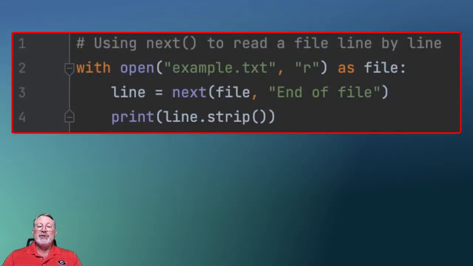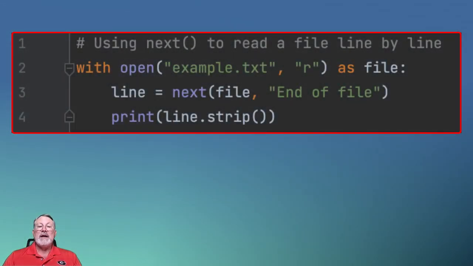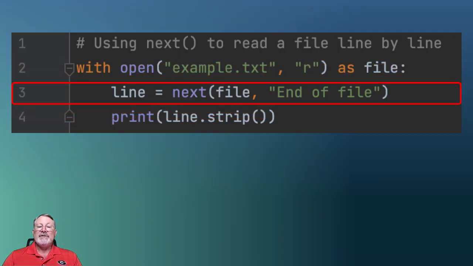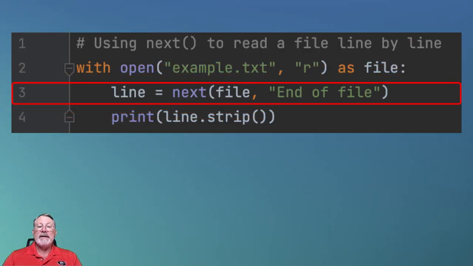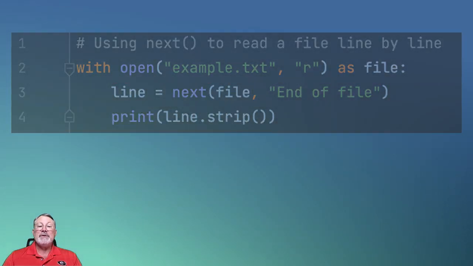The next function is great for iterating over file lines manually. In this example, next reads one line at a time, with a fallback value if the file is empty.